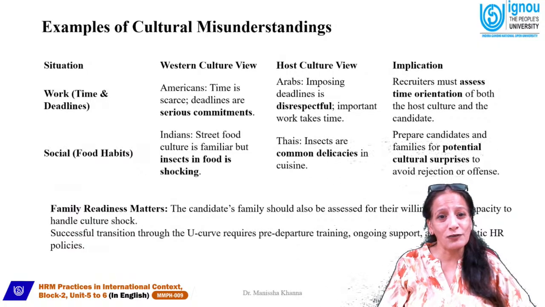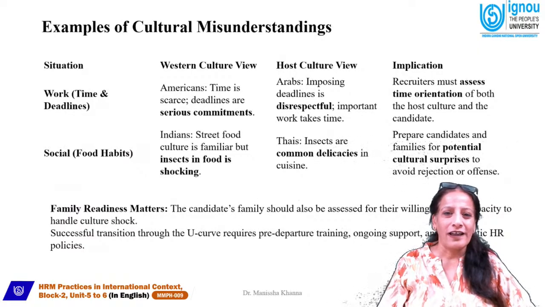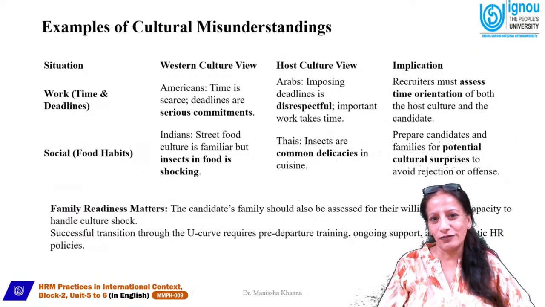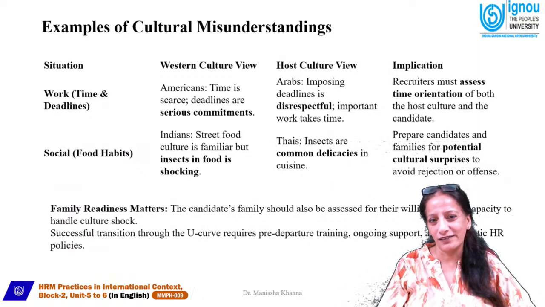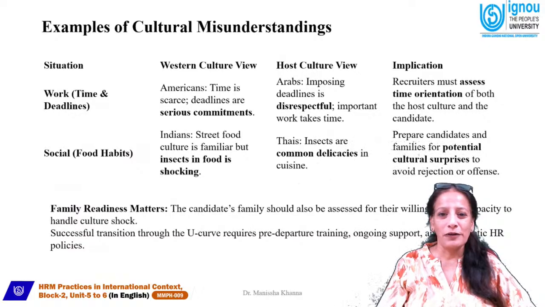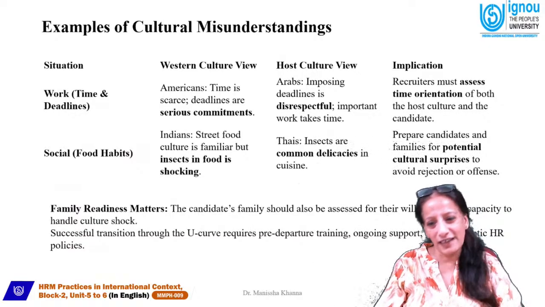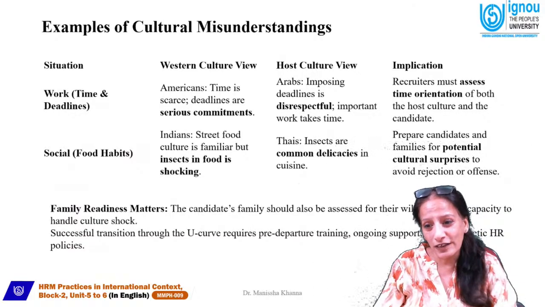This is a culture shock for Western people, whereas for the Thais, insects are common delicacies. They eat insects. But for Indians, street food is a very big industry, and they're used to having street food. But there should not be insects on that, whereas the Thais eat the same insects, so that is in their cuisine.